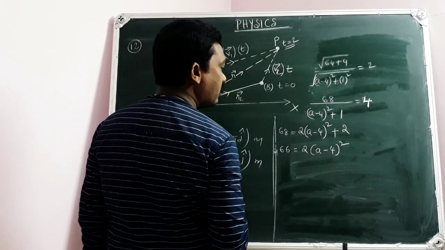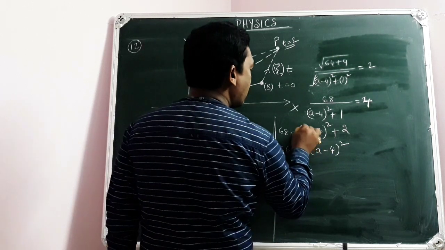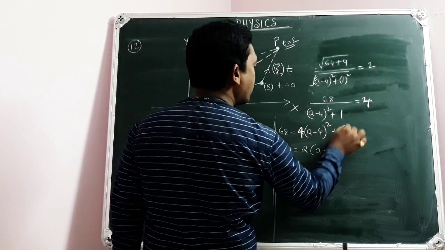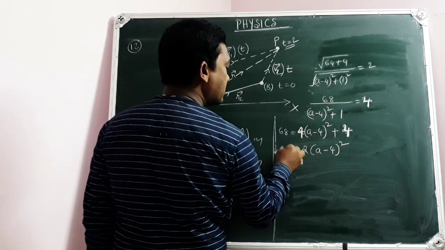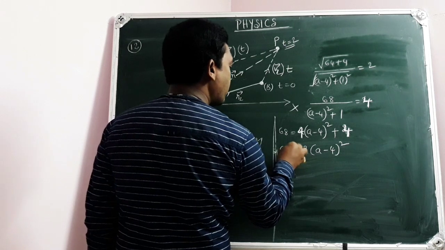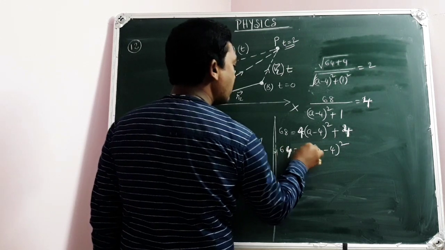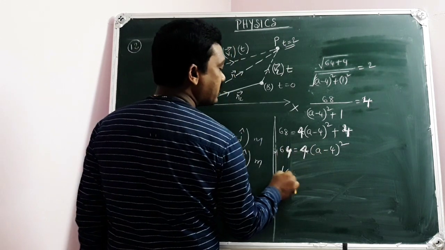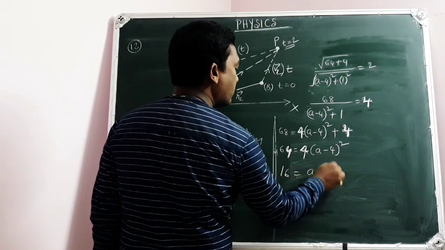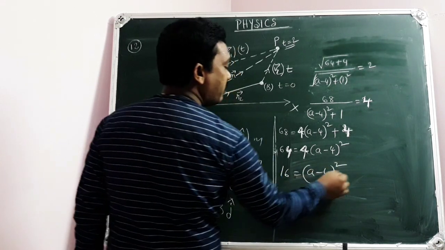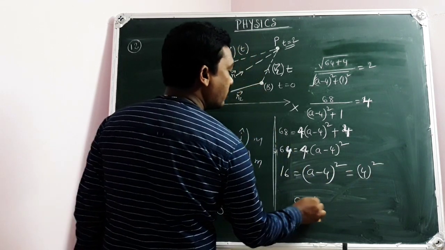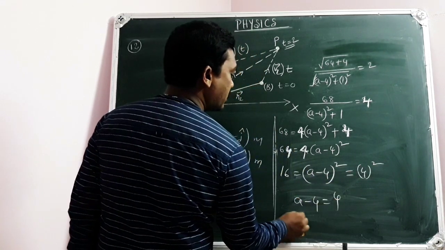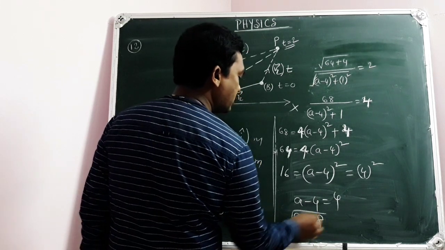So when it is 4 here, then this will be multiplied by 4 times. Here it is 4 ones are 4. So 68 minus 4 means it is 64 and here it is 4. So 64 by 4, 16 equal to (a minus 4) whole square. Okay, 16 can be written as 4 square, means a minus 4 is equal to 4. So that a is equal to 4 plus 4 which is 8.